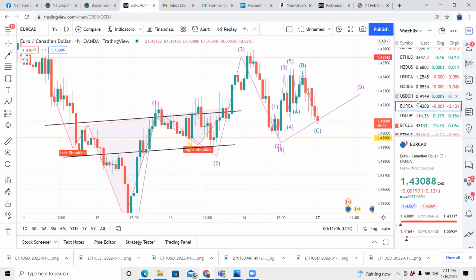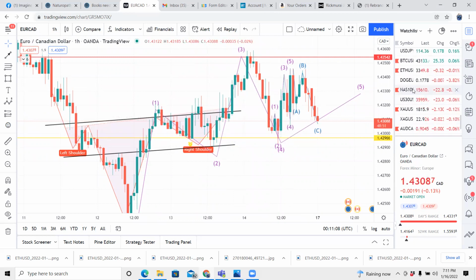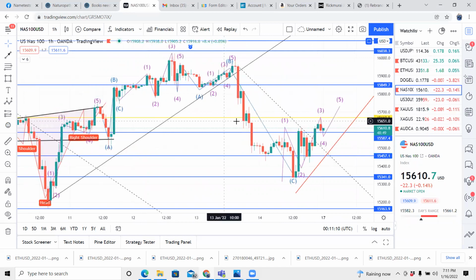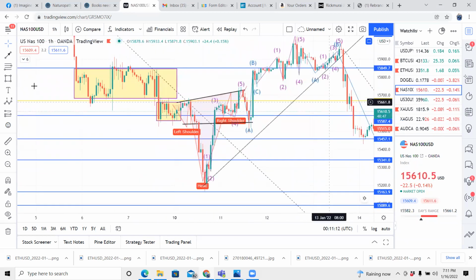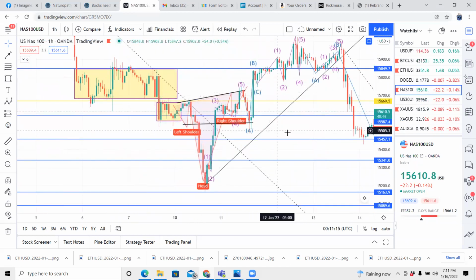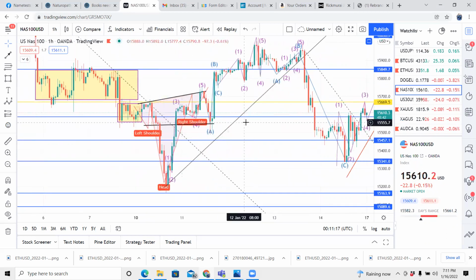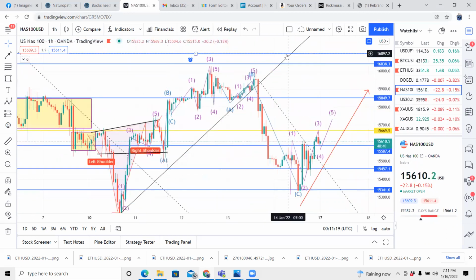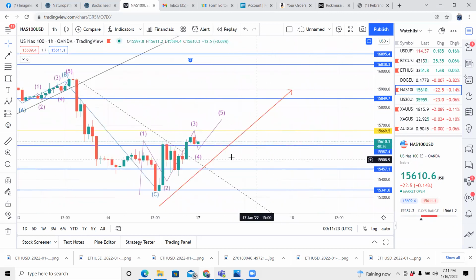Let's take a look at this also. I have a lot of NAS friends, NAS 100. Oh, NAS 100 is completely marked up. We have our ping pong strategy here. We have our head and shoulders over here. We have our ray technique over here. We have our ray coming down. And look what we're waiting for right now.